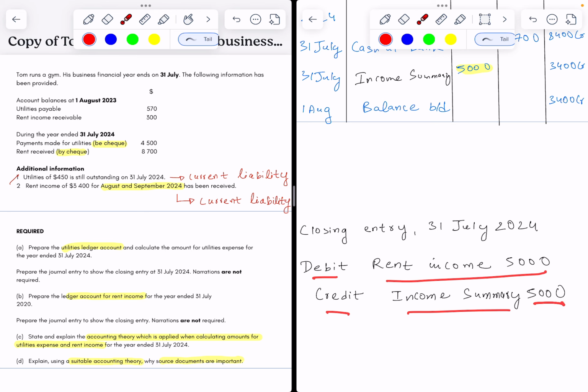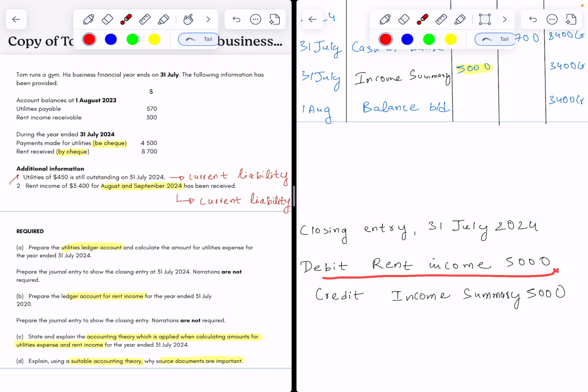This also means when you prepare the statement of financial performance or the income statement, you'll record other income or other revenue of $5,000, okay? And also because we want to make sure that this amount of $5,000 for rent income is transferred, because we want to start the new period with a zero balance for rent income and utilities expense.